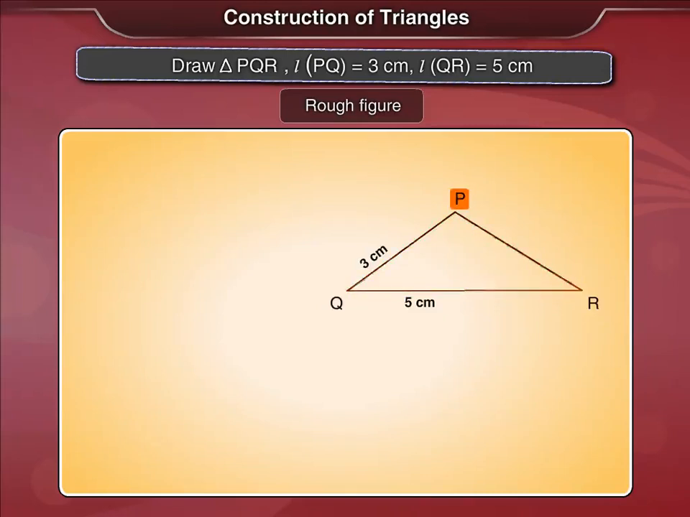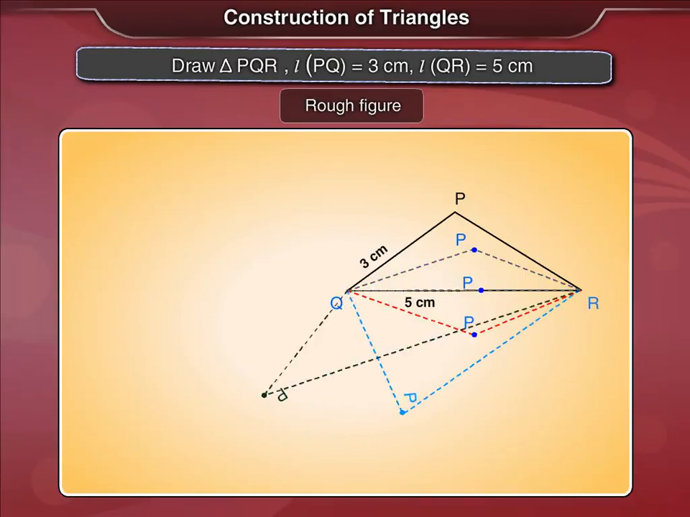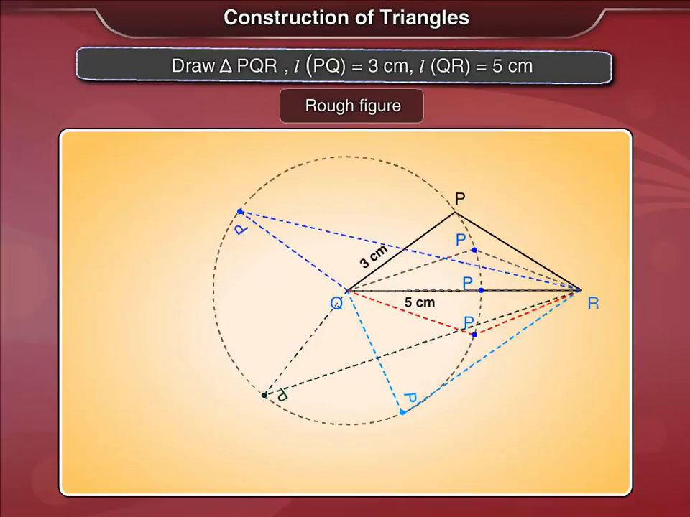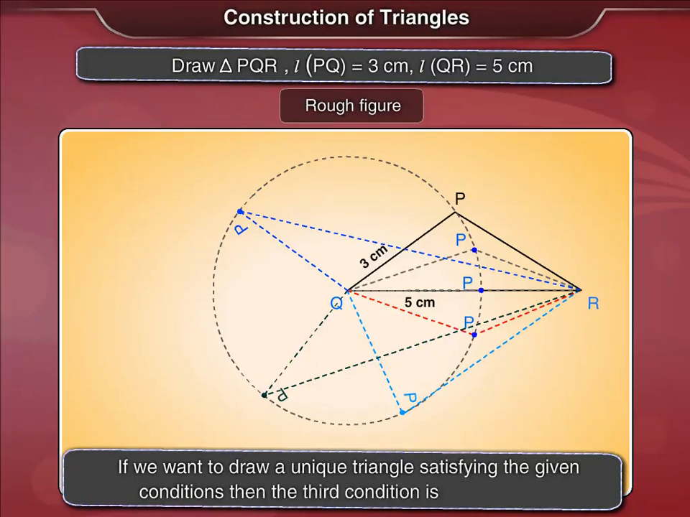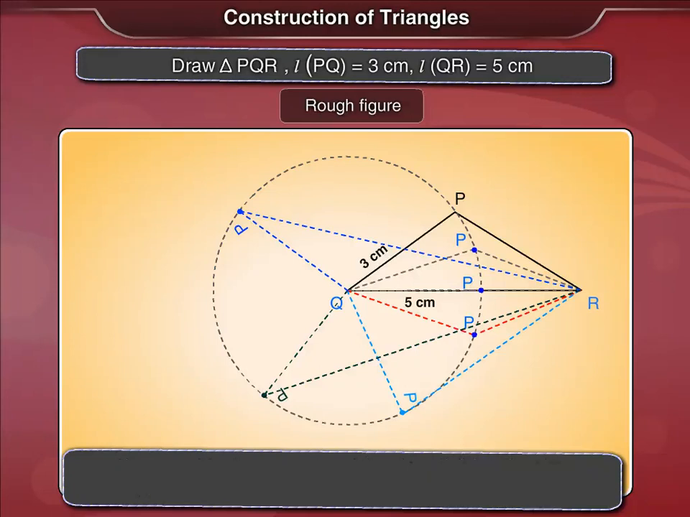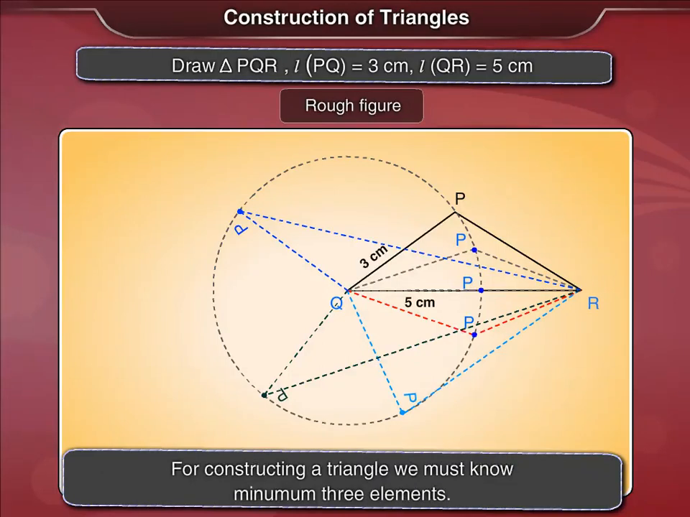But we can take point P here and draw triangle PQR, and then it will be as shown here. Thus, we can draw several triangles satisfying the given 2 conditions. And so, if we want to draw a unique triangle satisfying the given conditions, then the 3rd condition is also required. Hence, for constructing a triangle, we must know minimum 3 elements. Let us now construct a few triangles.